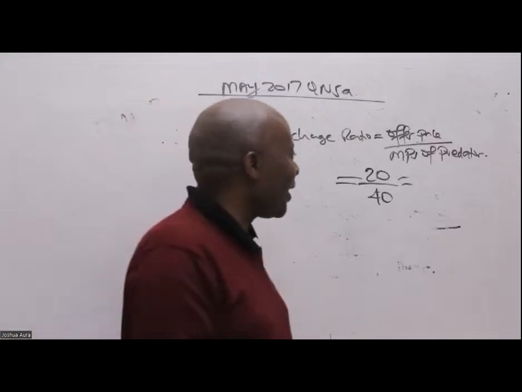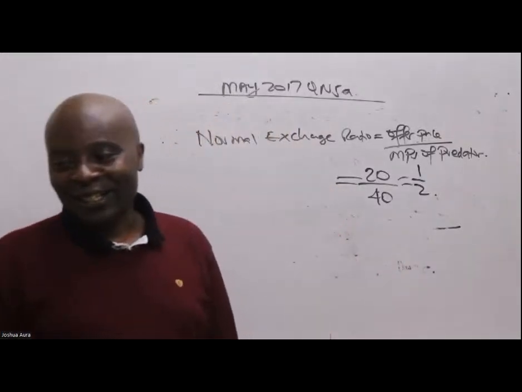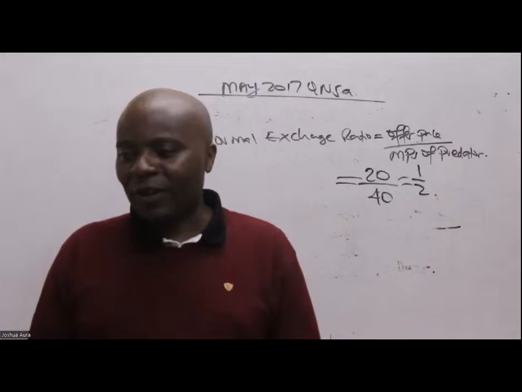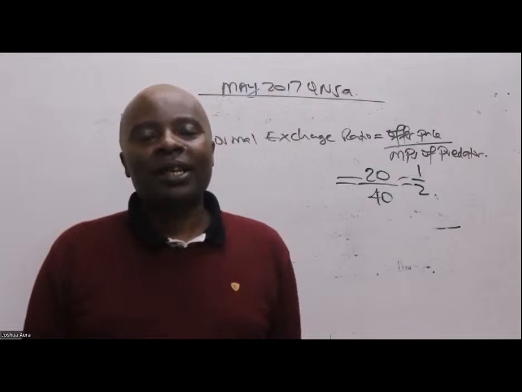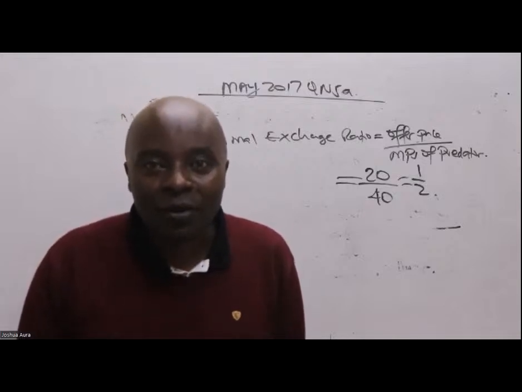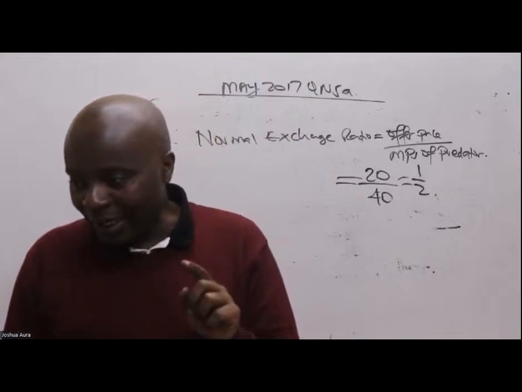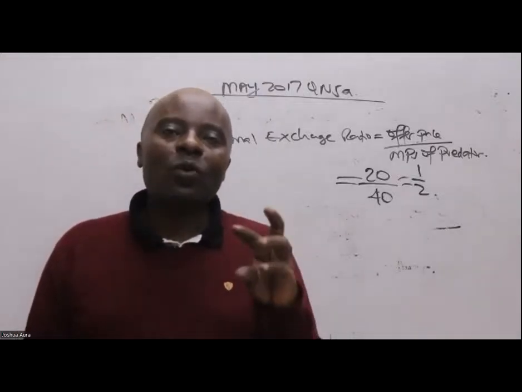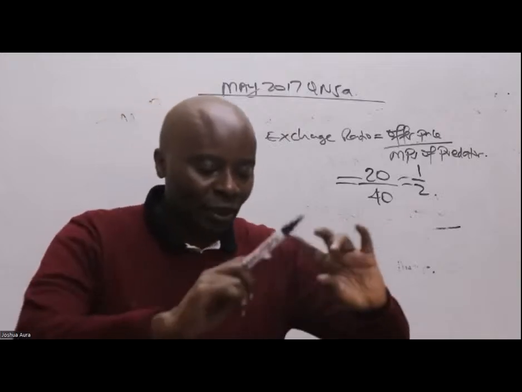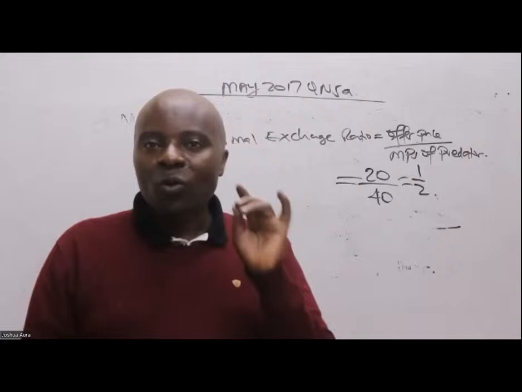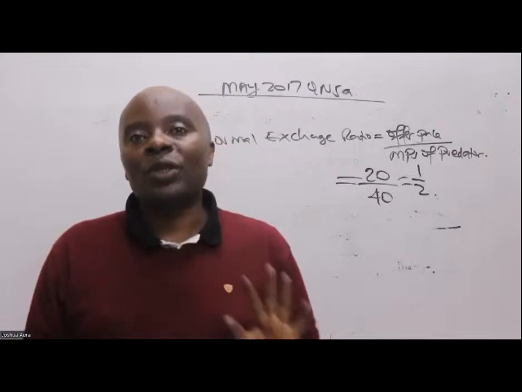So 20 over 40 gives me a half. We don't write just 0.5. Exchange ratio can never be written as a decimal. Don't forget that. Exchange ratio shall always be written in the form of a fraction. So come back to the hint: whenever you are given an offer price, which in this case, for your revision, you can note in brackets as shillings 20, always compute the normal exchange ratio.